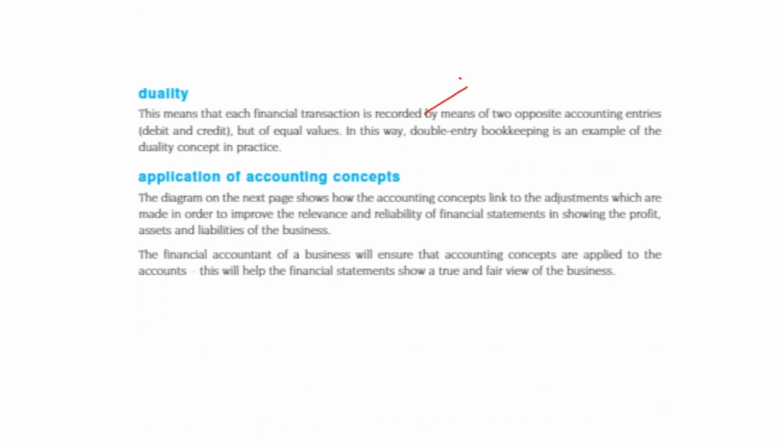Duality, which is double entry, which you already learned. Debit, credit. Every transaction has got two effects. Duality.